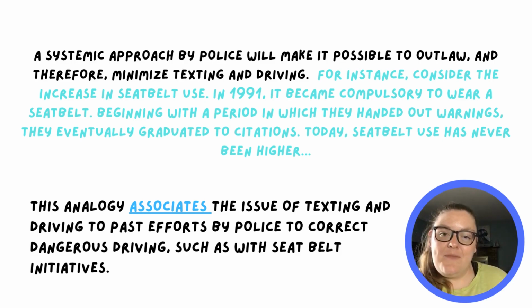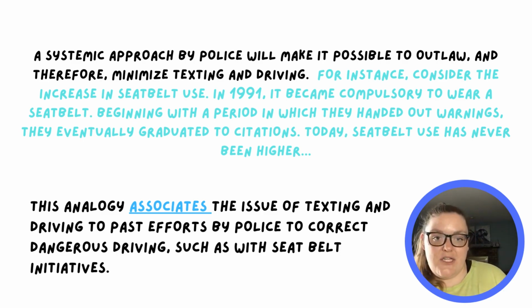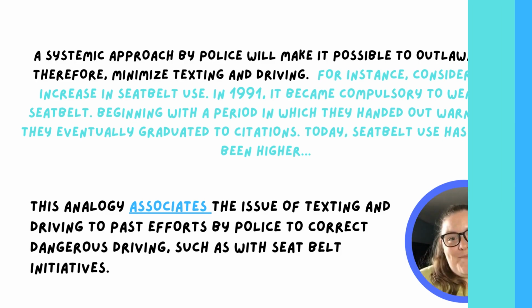Let me explain. The claim is arguing that a systemic approach by police will help minimize or outlaw, get rid of texting and driving. The evidence then is associating that problem with seatbelts, where police did use a systemic approach, graduating from the warnings to the citations. It's arguing and associating the 2 to show that problem was resolved with a systemic approach, and the same can be applied to texting and driving.